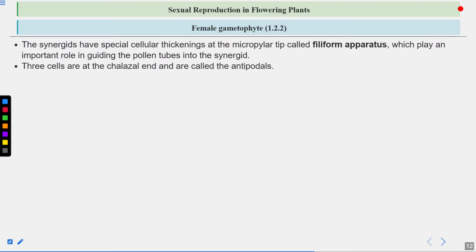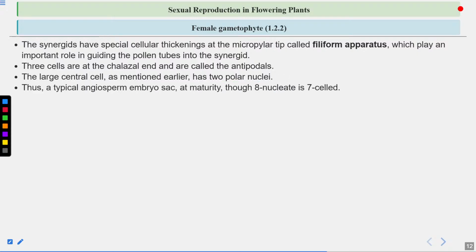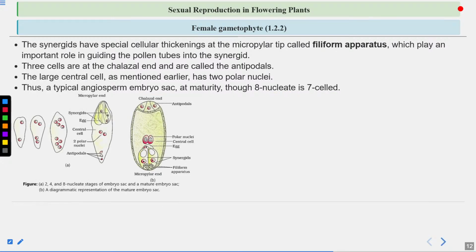3 cells are at the chalazal end and are called antipodals. The large central cell, as mentioned earlier, has 2 polar nuclei. Now, this is the central cell. We have already discussed it has the 2 polar nuclei. And thus the typical angiosperm embryo sac at maturity is an 8-nucleate and 7-celled structure. So again, this is the 8-nucleate and 7-celled structure, this particular figure. This is the final embryo sac in the angiospermic plant.